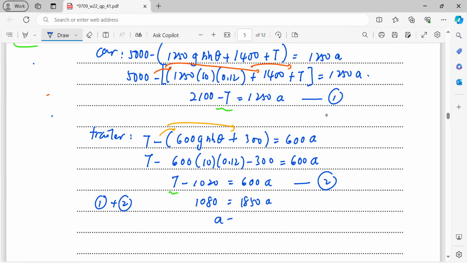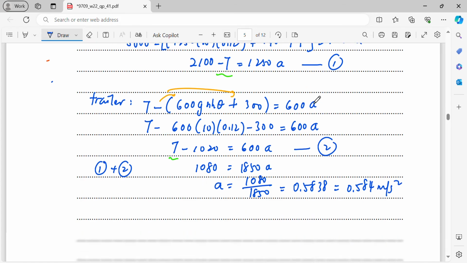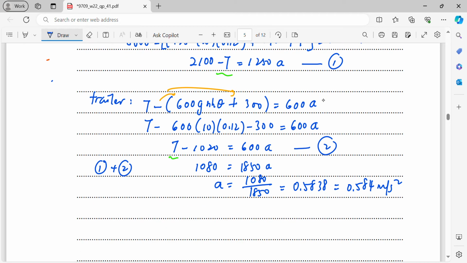And then from here, my A is going to be 1080 over 1580, that is 0.5838. I round to three significant figures, that is going to be 0.584 meter per second squared. Once you have found the A, you can just find the T from the first or second equation. So now I will just substitute into the second equation.